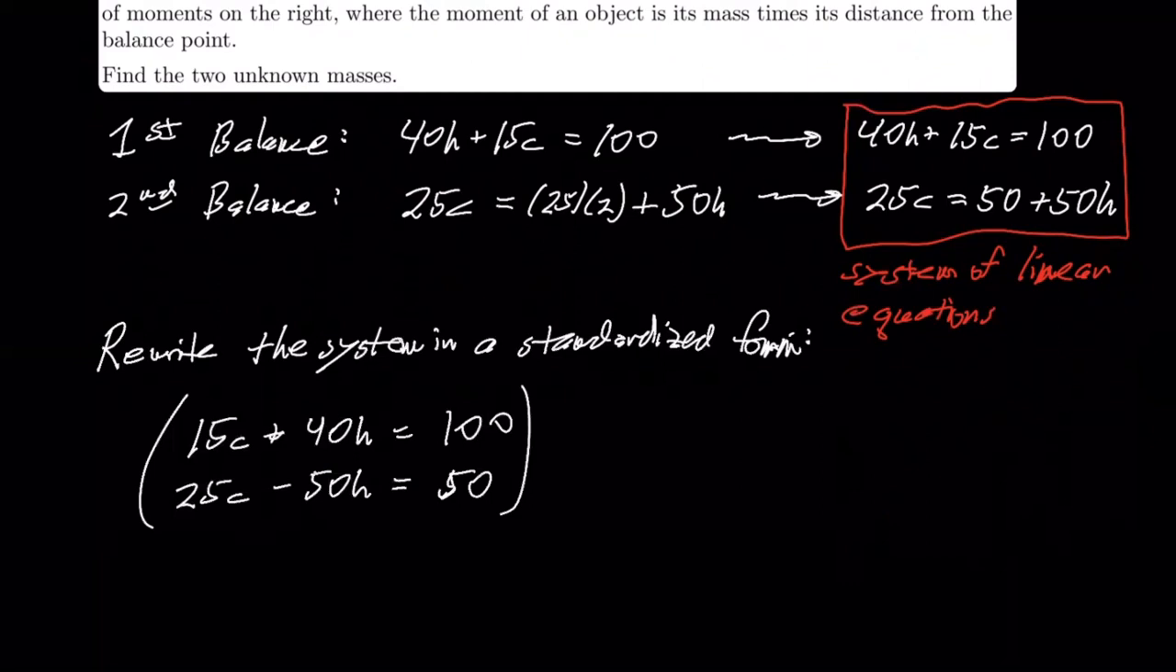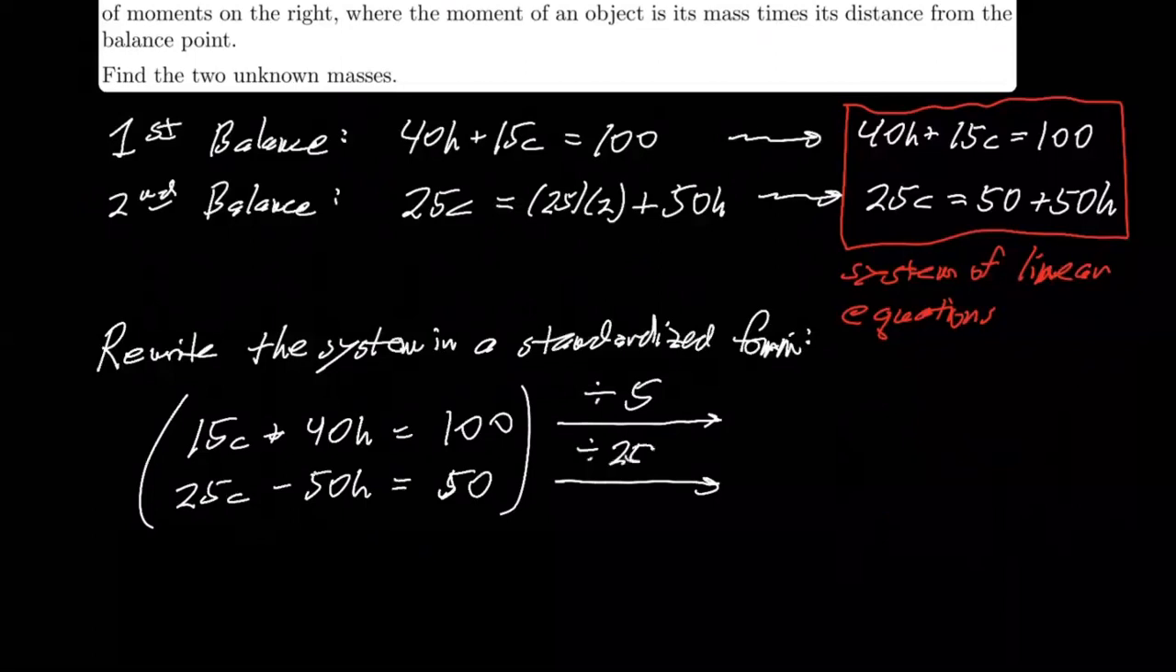And now, if you want to think about a systematic way to solve this, if the numbers were worse, it might not feel as good to isolate C and plug in for H. So what kind of operations can we do? One thing that might jump out at you is you can simplify both of these by dividing by a common factor. You could divide by 5 there, and you could even divide by 25 here.